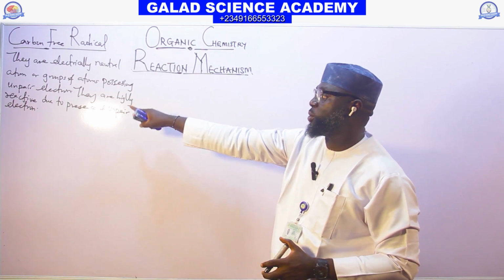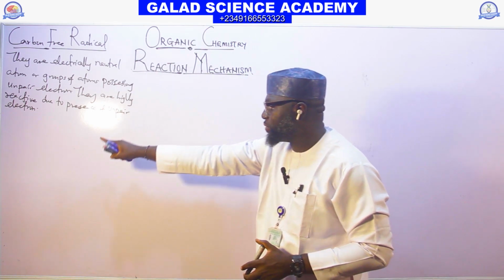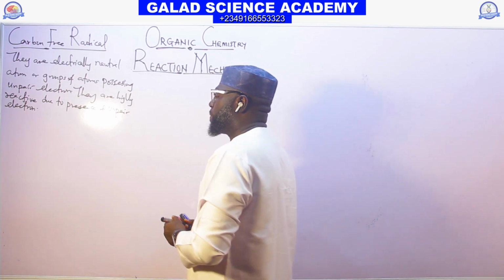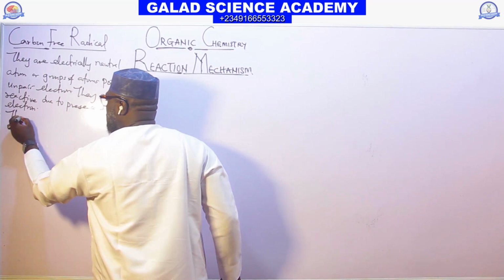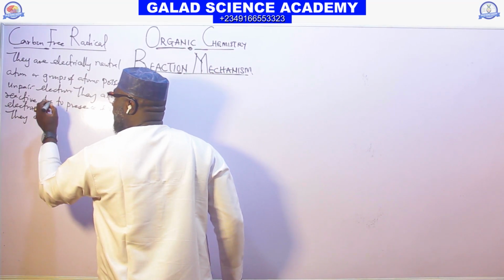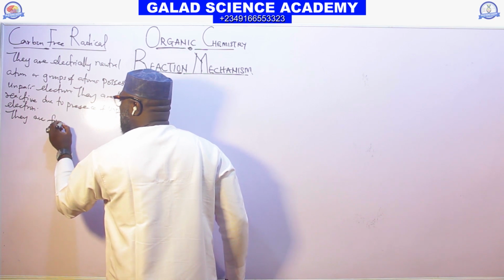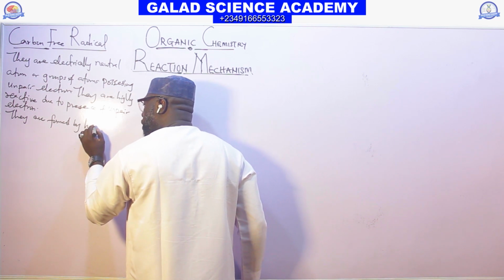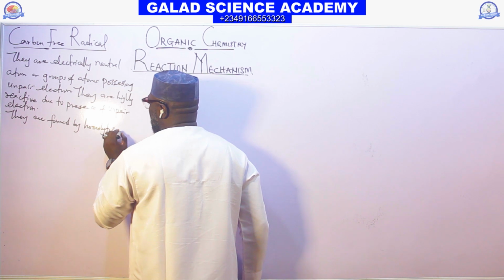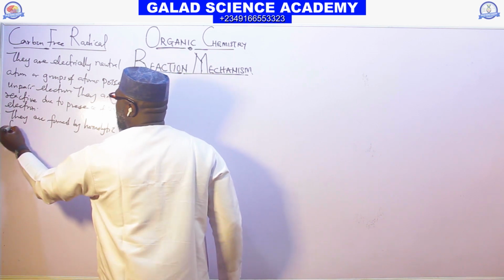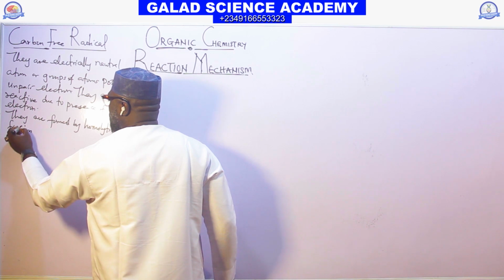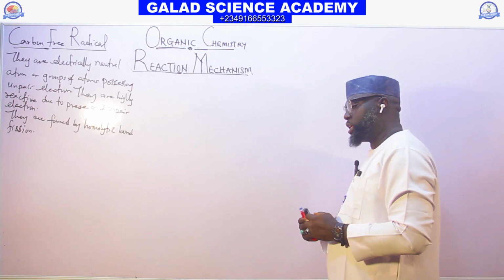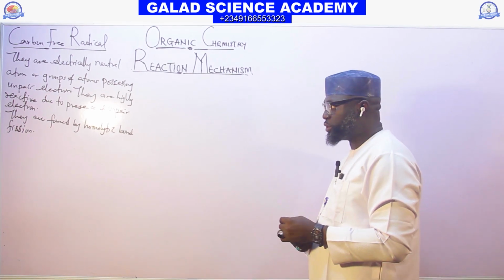Electrically neutral atom, a group of atoms possessing unpaired electron, and they're highly what? Reactive due to the presence of what? Of unpaired electron. And they are formed by homolytic bond fission. So what kind of bond fission produces free radical? Is homolytic what? Bond fission.